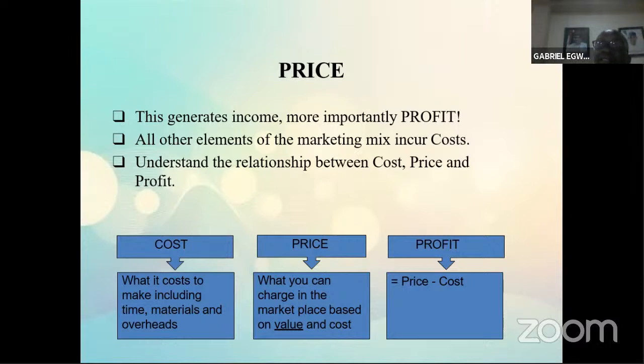Then when you sell, you might do your plus and minus. All other elements of the marketing mix incur costs. Anything you want to do, even your thinking is cost. Your resources, financial, physical, and otherwise, they are all costs. It comes with a cost. So you have to understand the relationship between cost, price, and profit. Therefore, cost is what it costs you to make that product, including your time, your materials, and your overhead costs. Do you understand what overhead means? Okay. Then your price is what you can charge in the marketplace based on the value of that product. So the profit will be equal to your price, which is based on the value, minus the cost, which is your resources that you invested into making that product. That is what will give you your profit. We understand that simple arithmetic. Okay.